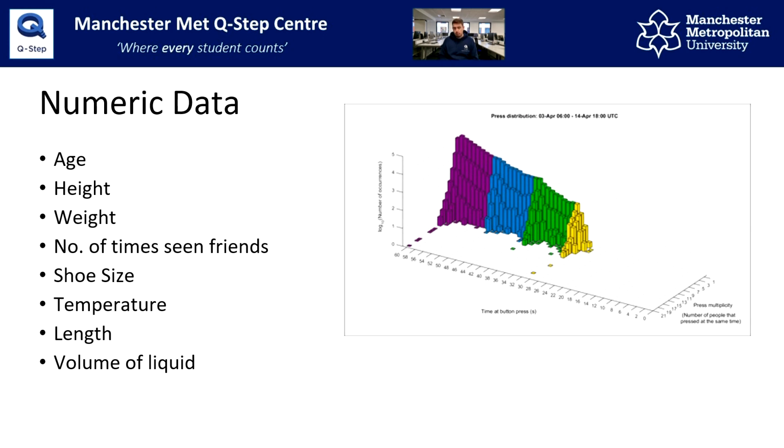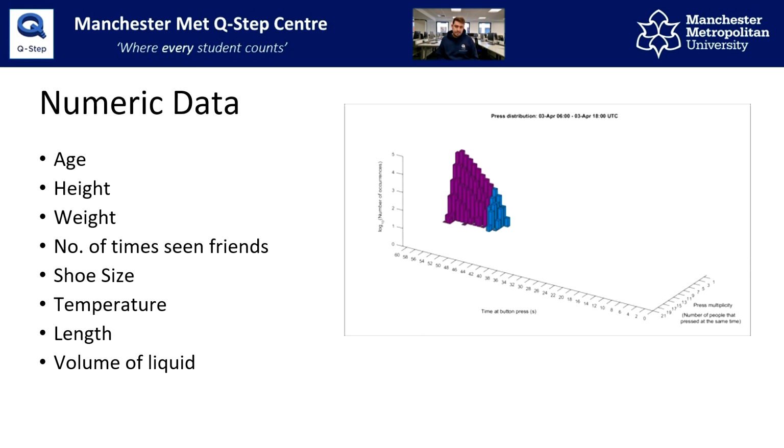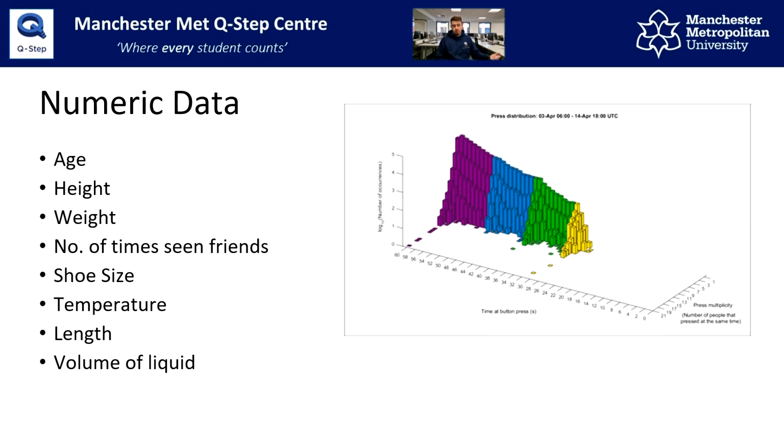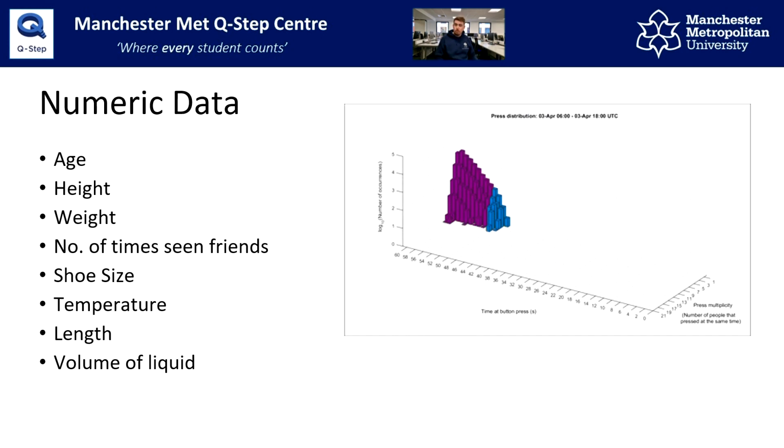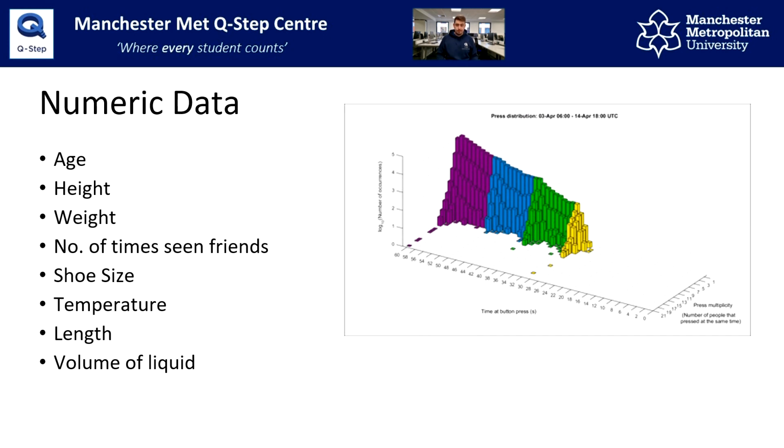I've given you some examples of classic numeric data. Age can still fit into that, but think about height, how high you are in inches or in centimetres. Weight, the number of times you've seen your friends, your shoe size, how hot or cold it is today, the length of something, even the volume of liquid. That is all regarded as numeric data.